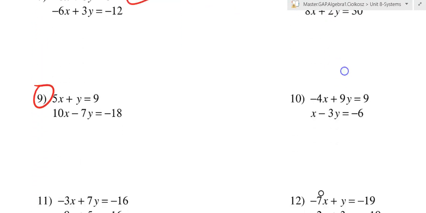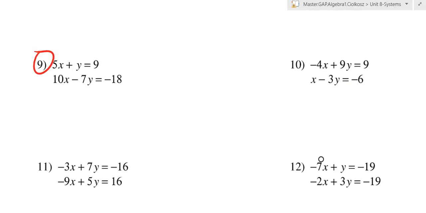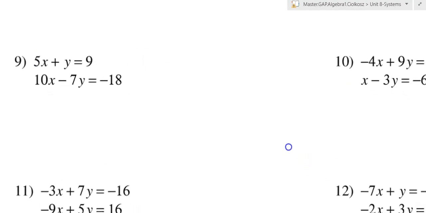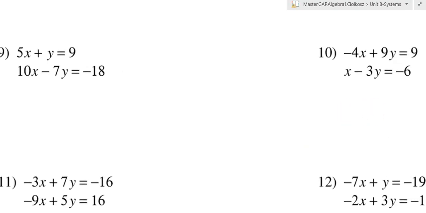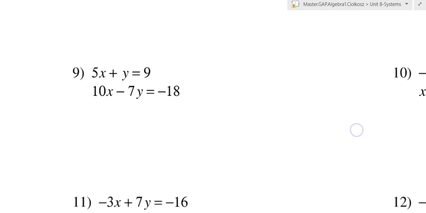So let's take a look now at number 9. Alright, so amping it up a bit here. For 9 through 12, these are going to be a little more complicated. Right now I'm looking, and I don't have any terms that are the same, not one positive, one negative, so we're going to do a little bit more work here.